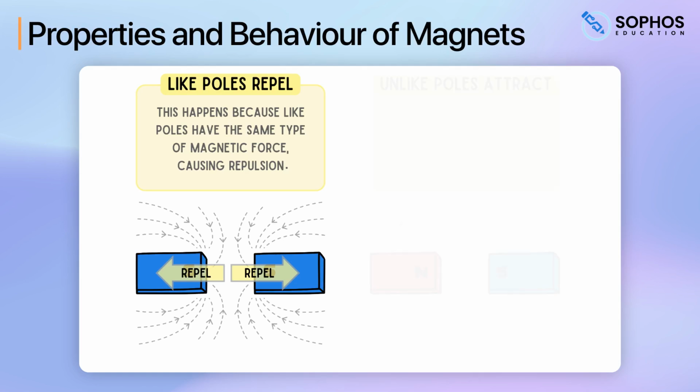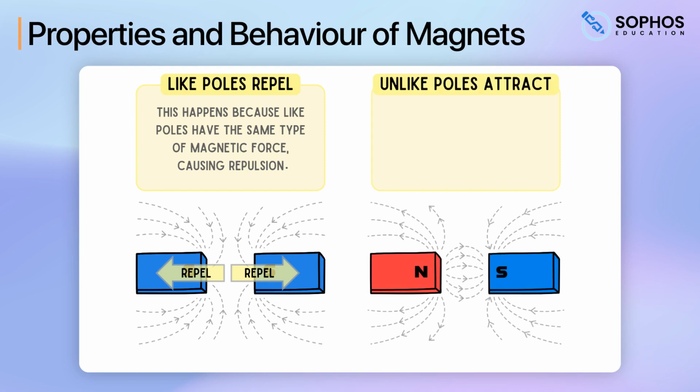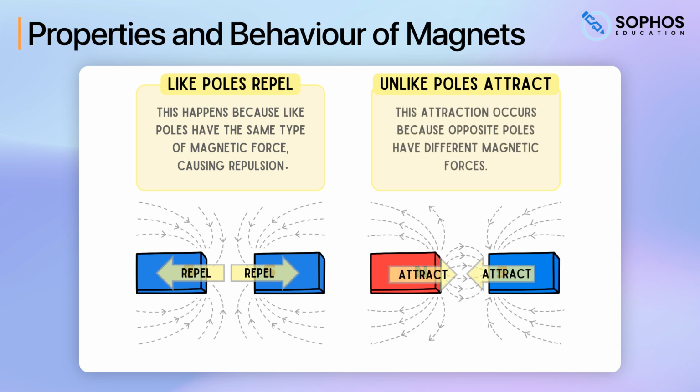On the other hand, unlike poles attract. If the north pole of one magnet is brought close to the south pole of another, they will pull towards each other. This attraction occurs because opposite poles have different magnetic forces.